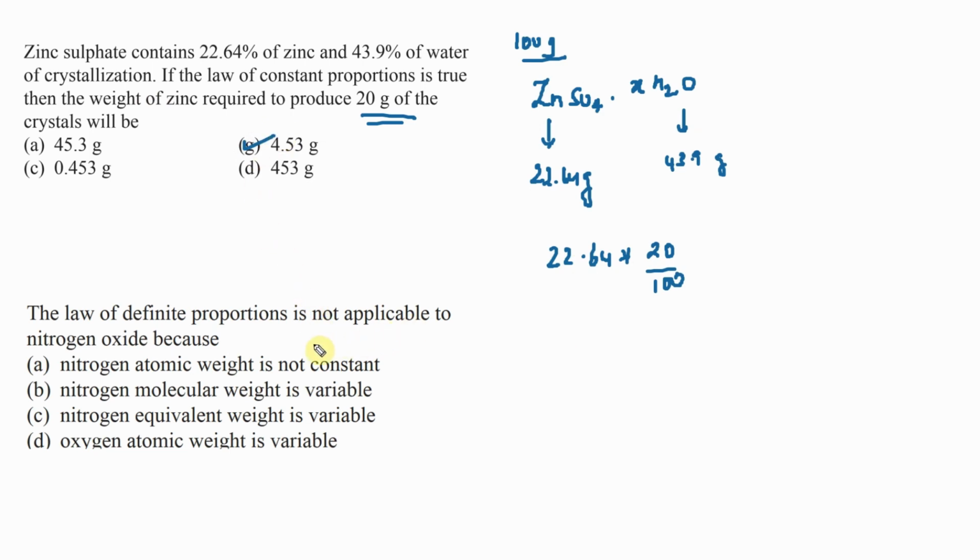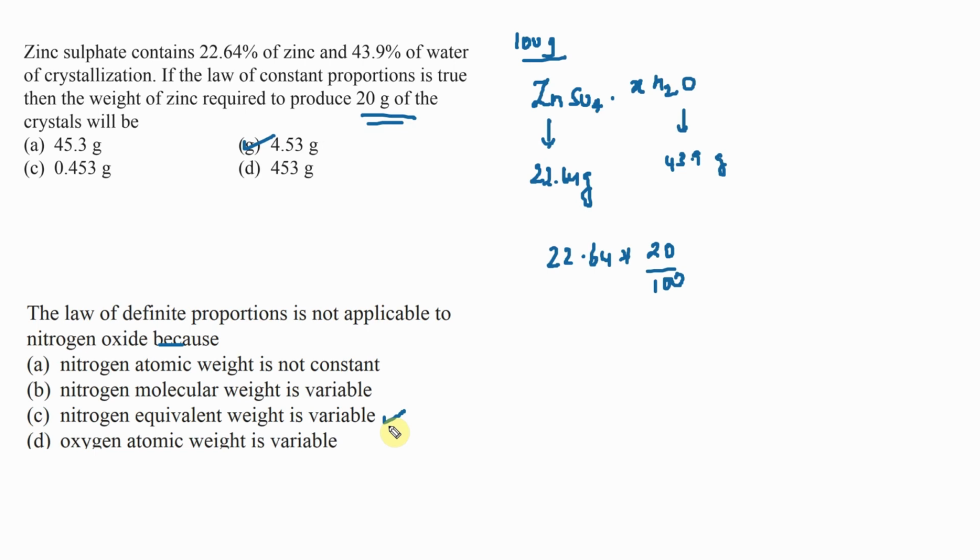Law of definite proportion is not applicable to nitrogen oxides. Different types of nitrogen oxide, because nitrogen has variable valency. If it has variable valency, it has different equivalent weight. I explained it to you when I was explaining the law of definite proportion. Variable valency, definite proportion will not hold true. Law of variable proportion will hold true, but law of definite proportion will not hold true because of different valency.